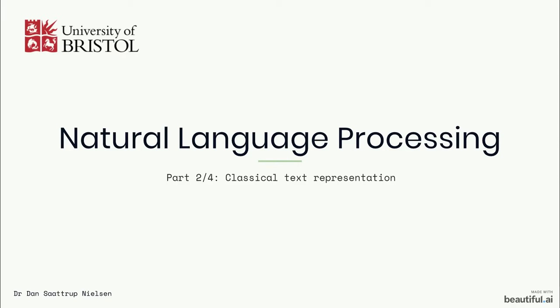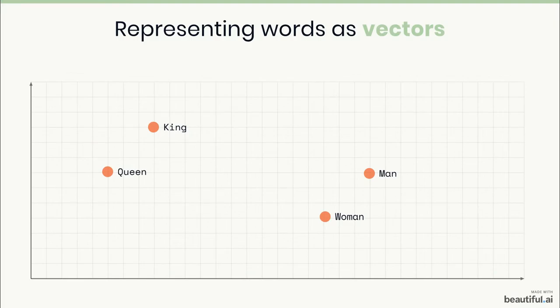Welcome back to part 2 of this lecture in natural language processing. In this lecture, we will be talking about classical text representations. Just to recap from last time, a text representation, which is the main focus of this lecture, is a way of representing words as vectors of numbers. We saw this example last time about king, queen, man, and woman being represented as vectors. This is the ideal picture that we would like to arrive at.